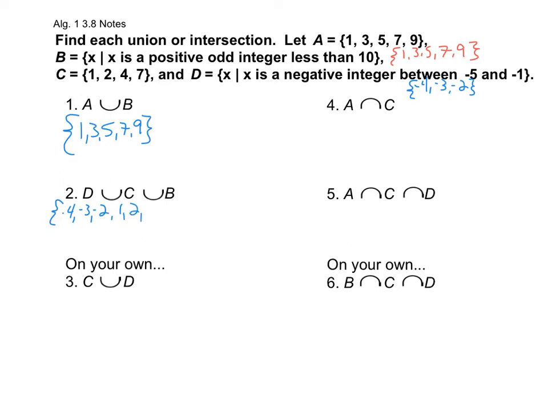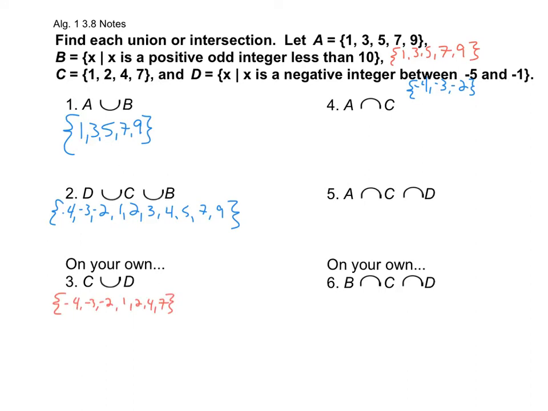So I'm going to have 1, 2. I've got a 3 up here in A and B, so I'm going to use 3 as well. I've got a 4 here. I've got a 5 in A and B, and I've got a 7 in all three of those. And then I've got no 8s, but I do have a 9. That should be all of those, so I think we've taken care of that. Go ahead and pause the video and try number 3 on your own.